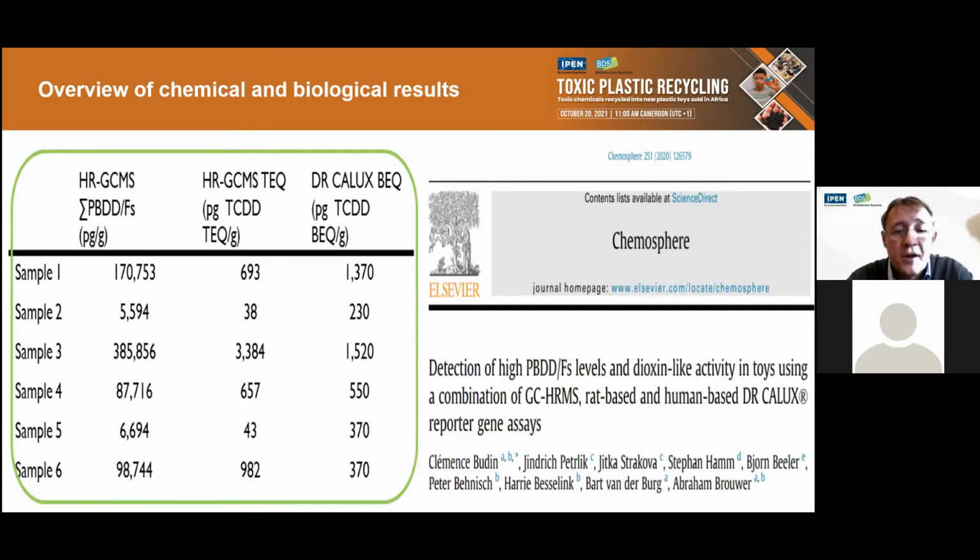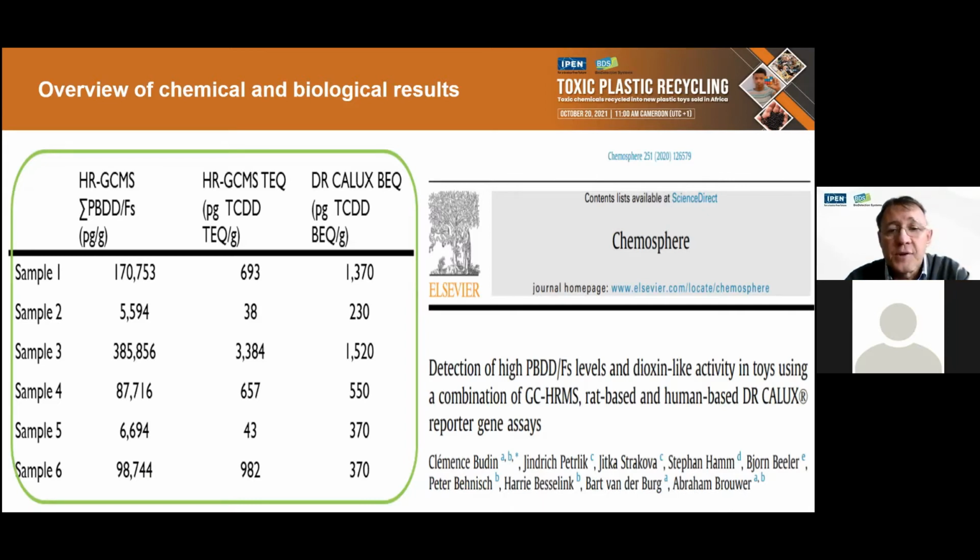And this we then also published in the paper from Clémence Bodine and us last year. You see here on the left side, the chemical results for the concentration were between 5,500 and 380,000. If you transform this to toxic equivalents, you see here that the chemical TEQ is very similar to the bioassay TEQ, which actually means that the brominated dioxins are quite dominant in that analysis.